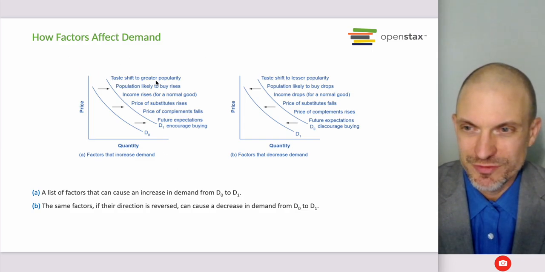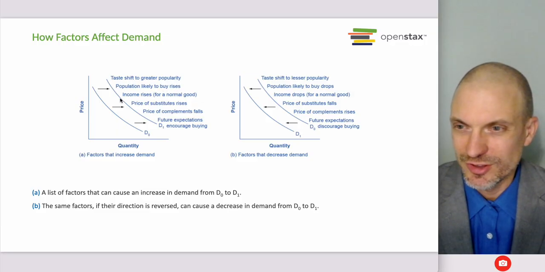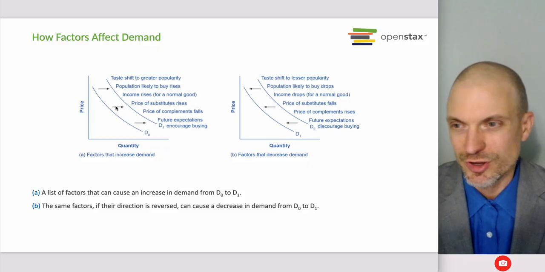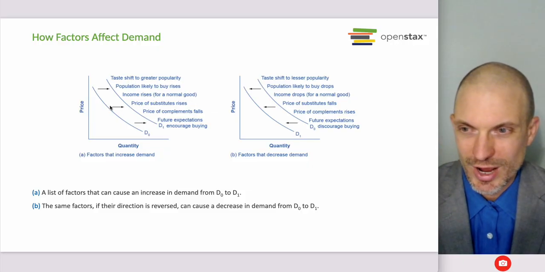Tastes tend to shift to greater popularity. Population likely to buy rises. Income rises for a normal good. Good, they make that distinction. For an inferior good, you get a leftward shift. Price of a substitute rises, you'll get an increase of the good under consideration. Or if the price of a complement falls.